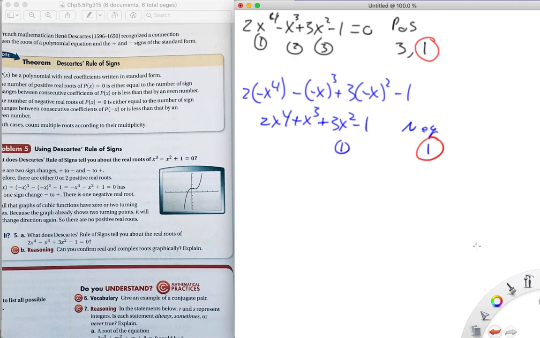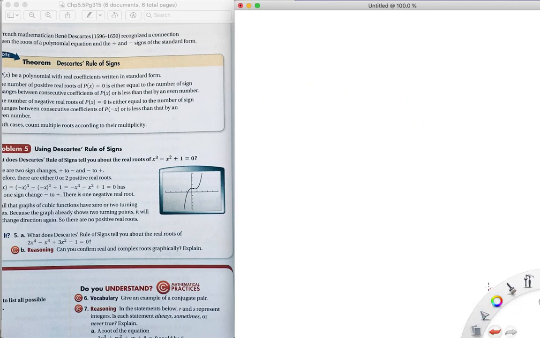Neat little trick. The last question says, can you confirm real and complex roots by graphing? No. We can't graph complex numbers per se in a rational realm. We can only graph real numbers, rational numbers. Okay, that is our section.